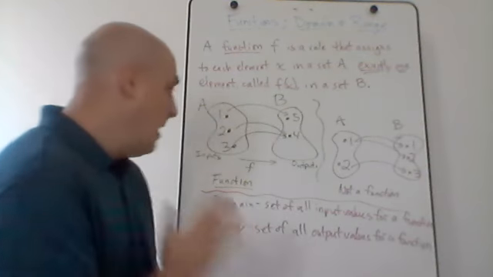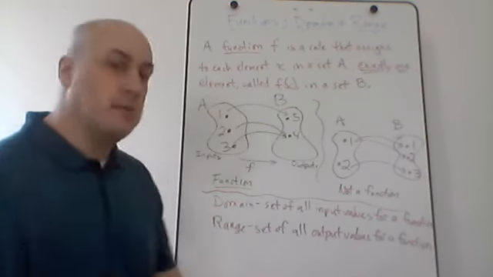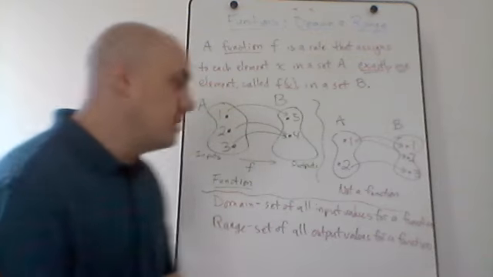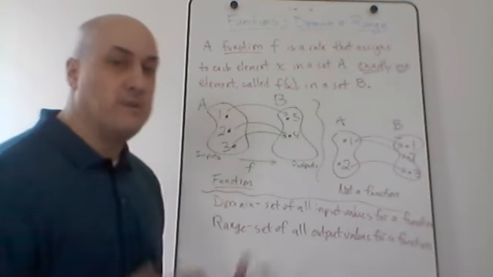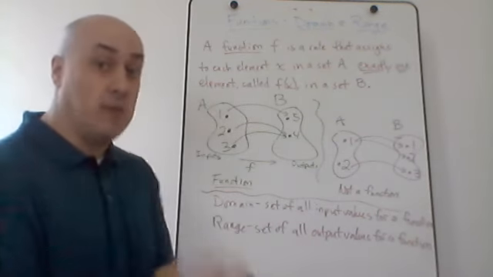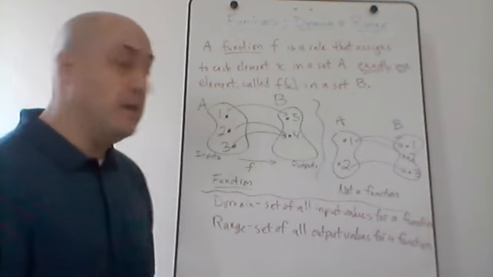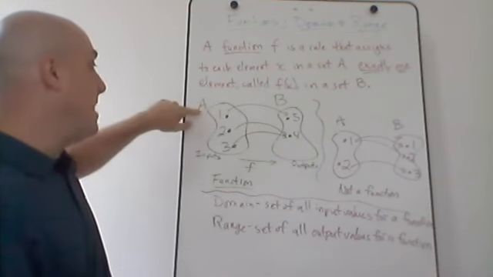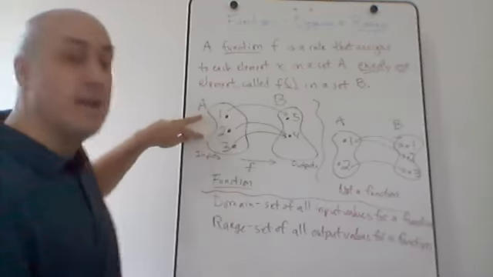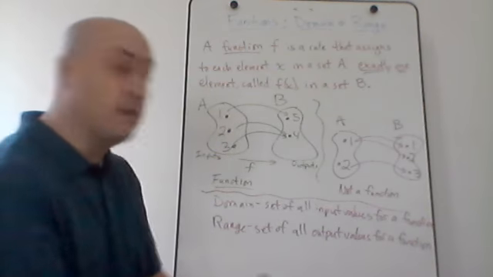Now, the domain and the range of a function. Pretty simple concepts. The domain of a function is the set of all of the input values for the function. If I take every single number that I plug into the function, all of those together, that entire set is what we call the domain of the function. So for this function up here, the domain is this set A, the numbers 1, 2, and 3. Those are the input values that I plug into the function.